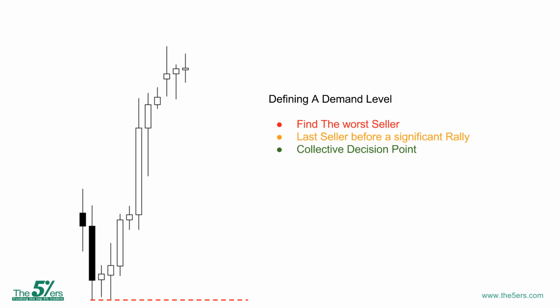Next thing we're looking for is where we see the last sellers before we saw a significant rally. What do we mean by that? Before we see a rally, we see that price is basing, returning back, and this is the lowest point before price really shoots up. So I would mark this place and call it the last seller before significant rally. This is the last seller.